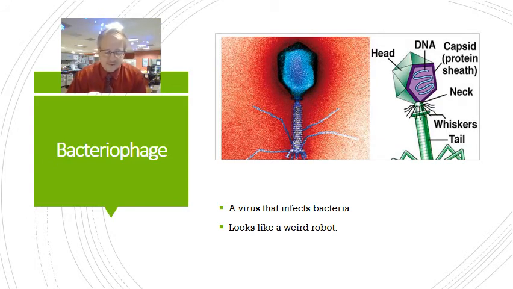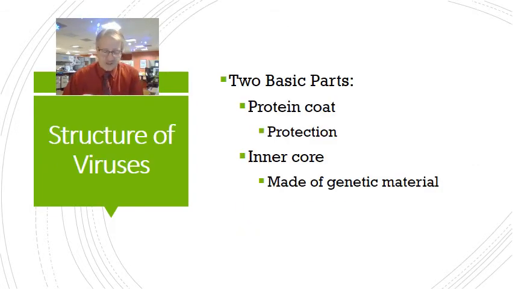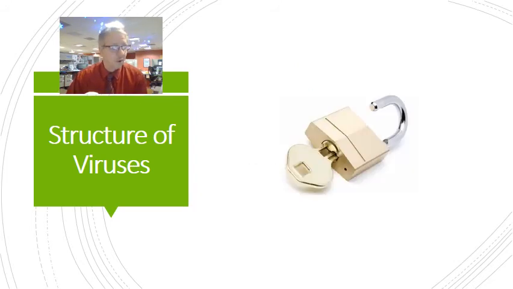Although viruses may look different from one another, they all have a similar structure. They have two basic parts, a protein coat, which protects the virus, and an inner core that's made out of genetic material. A virus's genetic material contains the instructions for making new viruses. Some viruses are also surrounded by an additional outer membrane or envelope. The proteins on the surface of a virus play an important role during the invasion of a host cell.